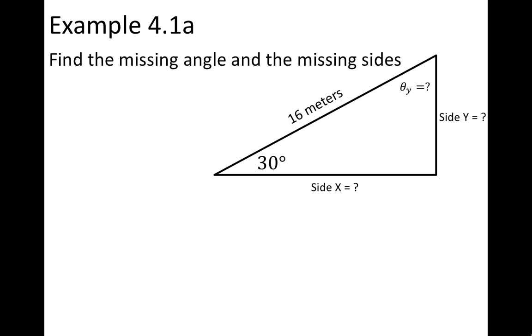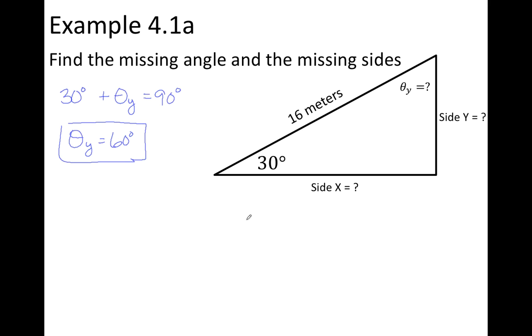We know that the two angles have to be complementary and add up to 90 degrees, so we can write an equation. The known angle, 30 degrees, plus the unknown angle, theta y, have to add to 90 degrees. And so theta y has to be 60 degrees.